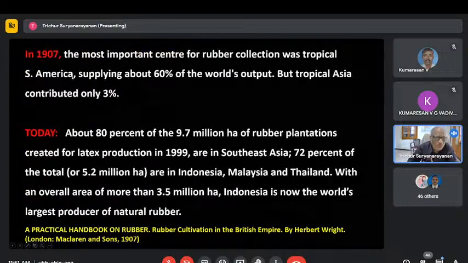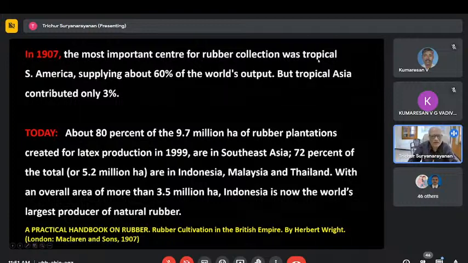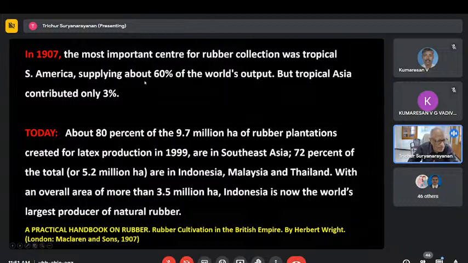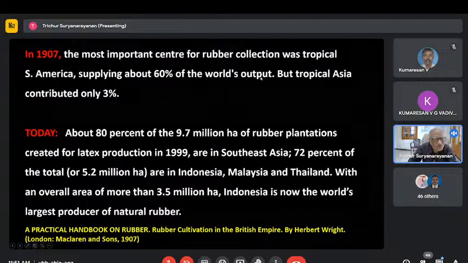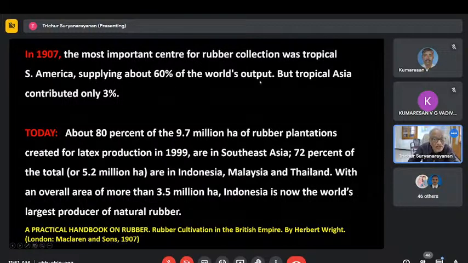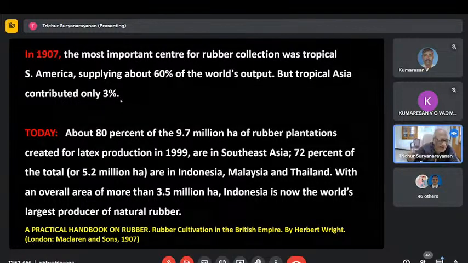Right. So in the year 1907, the most important center for rubber collection was tropical South America, and it supplied about 60% of the world's requirement. But Asia, nothing. It contributed just 3%. There were no rubber trees. Other trees were used, and they were not very good. Today, 80% of the rubber need.